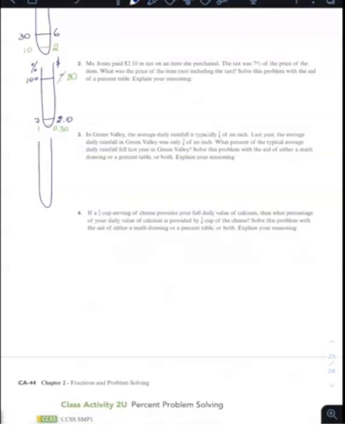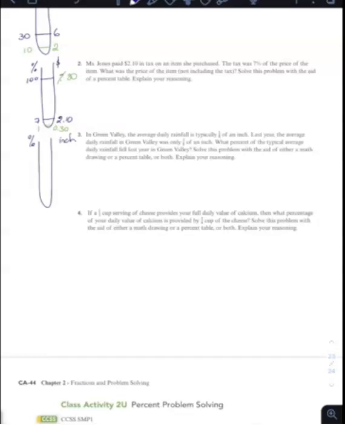In Green Valley, the average daily rainfall is typically 5/8 of an inch. Last year, the average daily rainfall in Green Valley was only 3/8 of an inch. What percent of the typical average daily rainfall fell last year in Green Valley? So it seems like we have a percent question, and then we have inches.